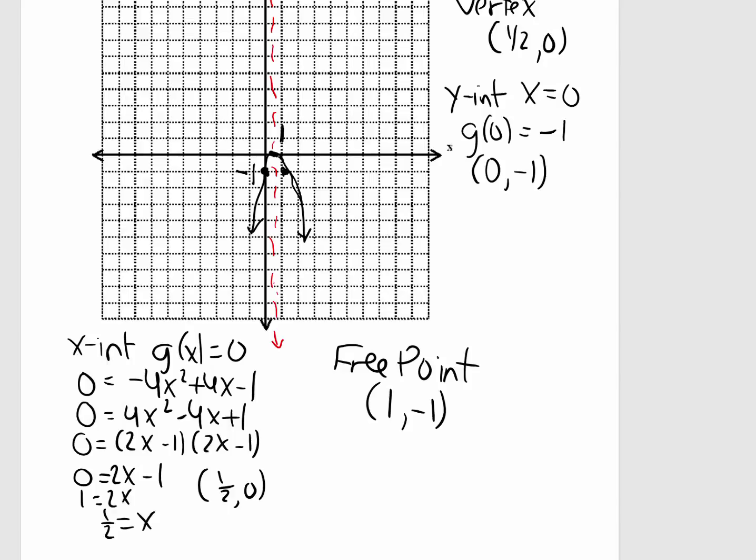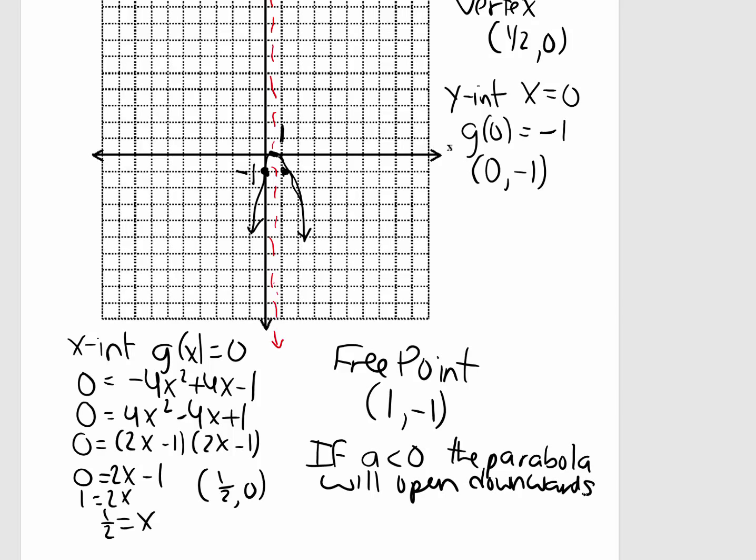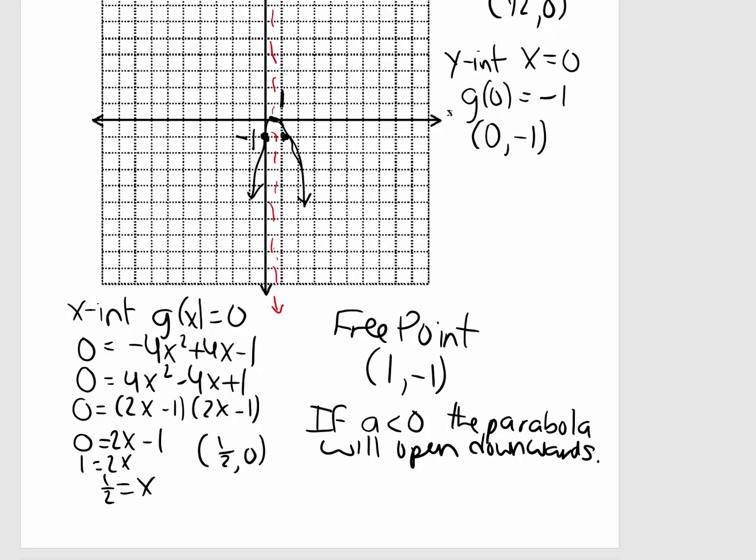Connect the dots, and we get a graph of our quadratic function. Now, notice the leading coefficient here is negative, and the parabola is opening downwards. So, if a is less than 0, the parabola will open downwards. If the leading coefficient is greater than 0, the parabola will open upwards.